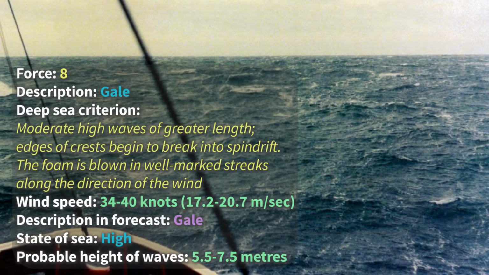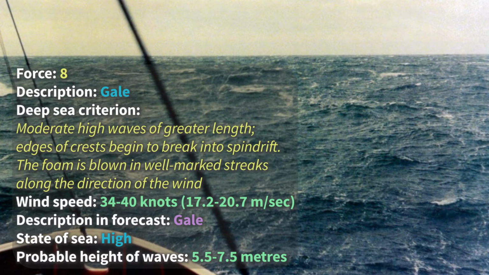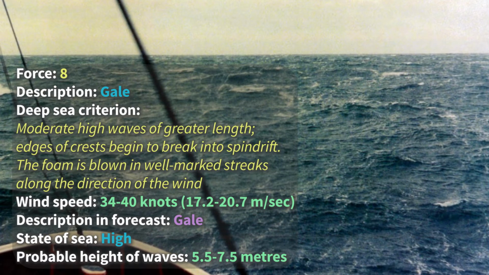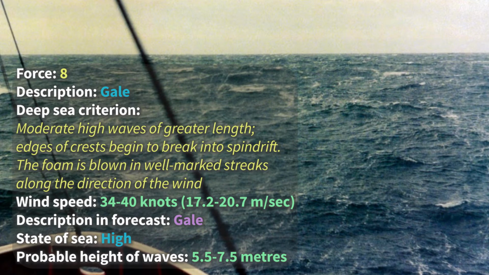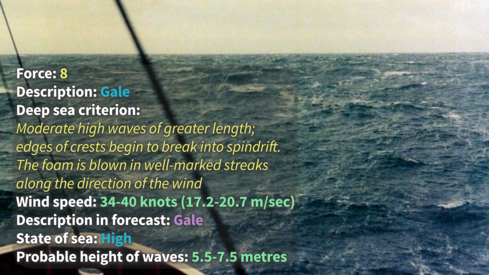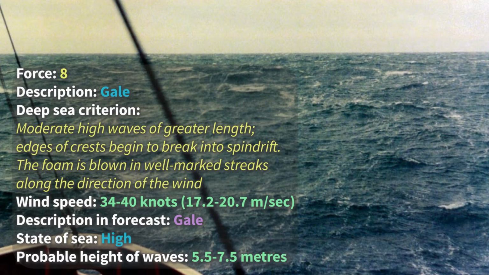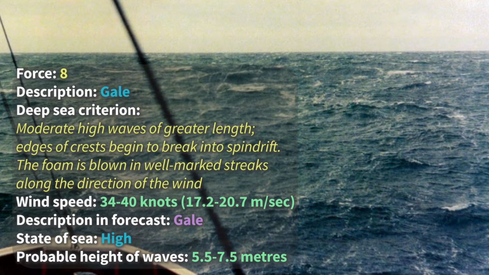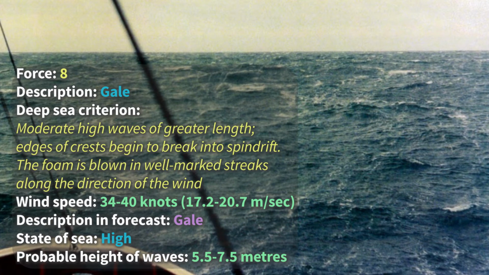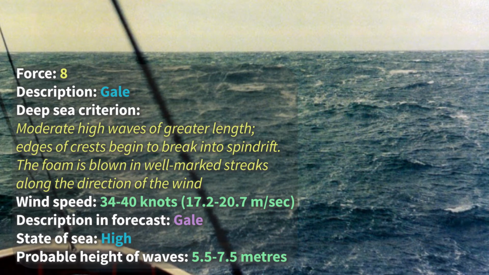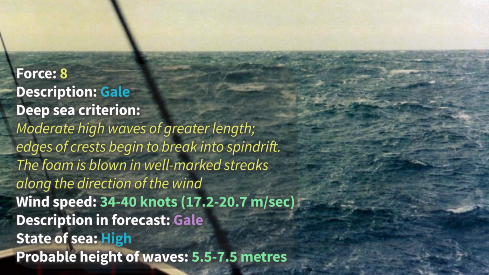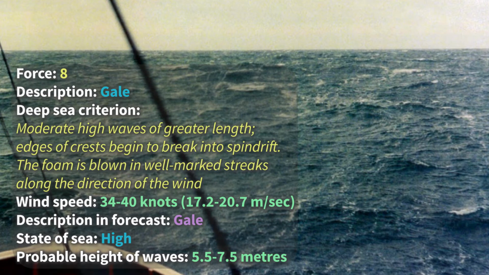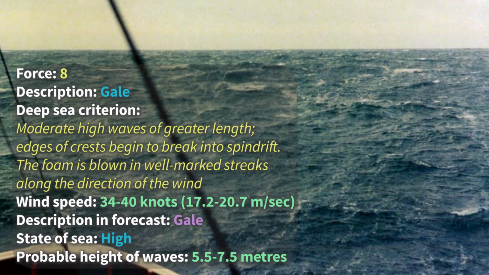Force 8. Description: gale. Deep sea criterion: moderate high waves of greater length. Edges of crests begin to break into spindrift. The foam is blown in well-marked streaks along the direction of the wind. Wind speed 34 to 40 knots, 17.2 to 20.7 meters per second. Description and forecast: gale. State of sea: high. Probable height of waves: 5.5 to 7.5 meters.